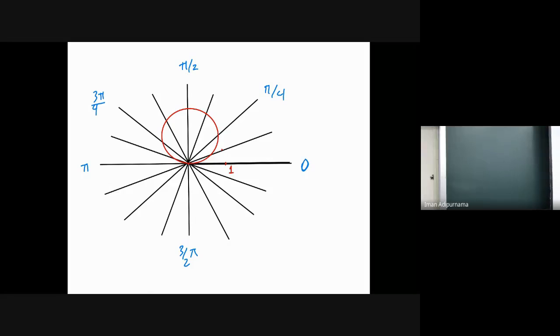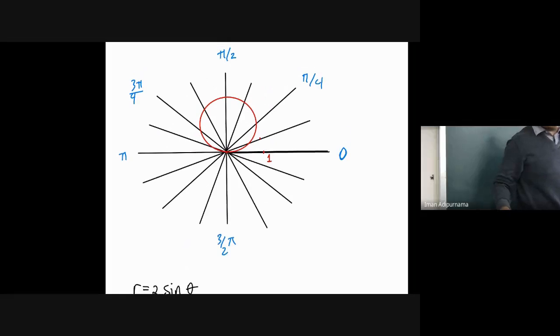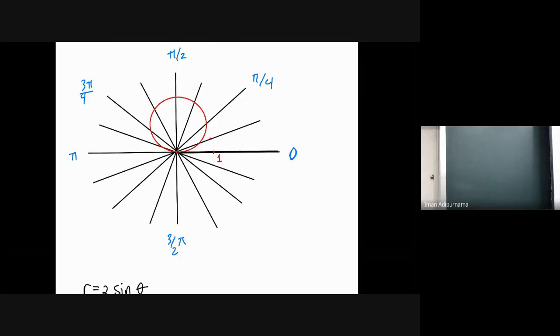Okay, so first, before we go to the cos 2 theta, let's review this circle first. How I get this circle. First, start with this line, the baseline. This is how you are moving your angle. At theta 0, for the circle, it's 2 sine theta. So we go back to 2 sine theta. Sine 0 is 0, so this is the point.